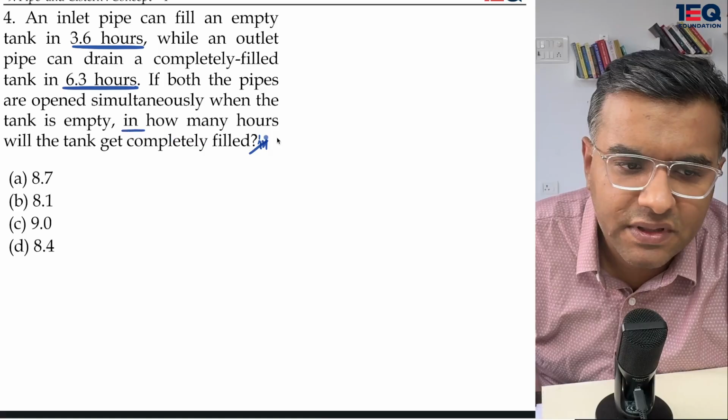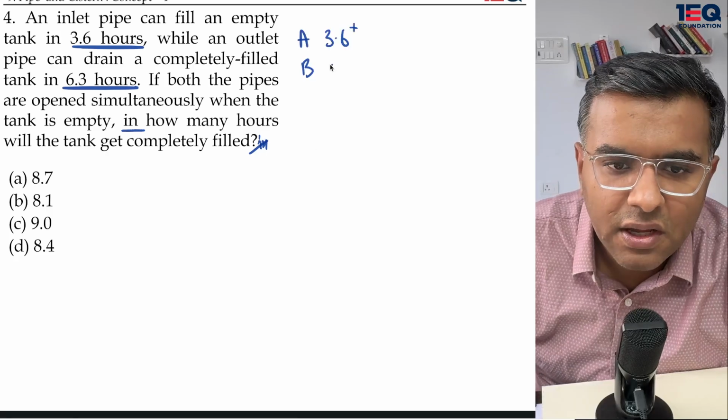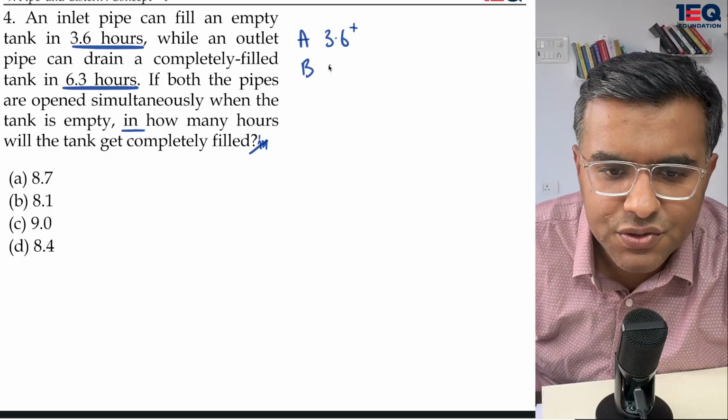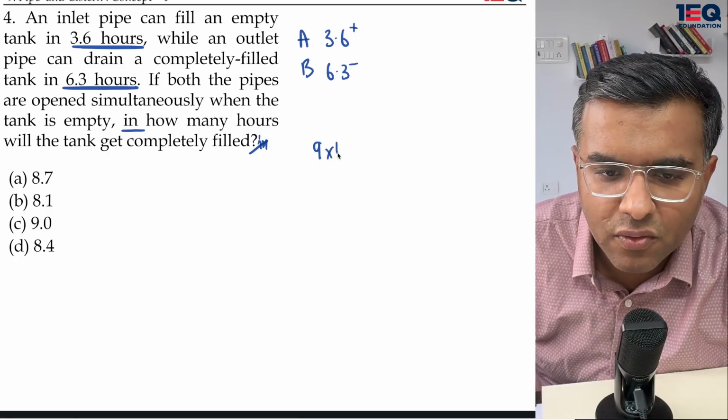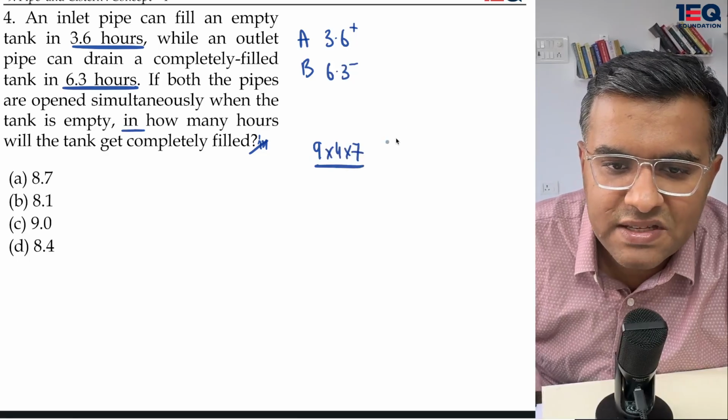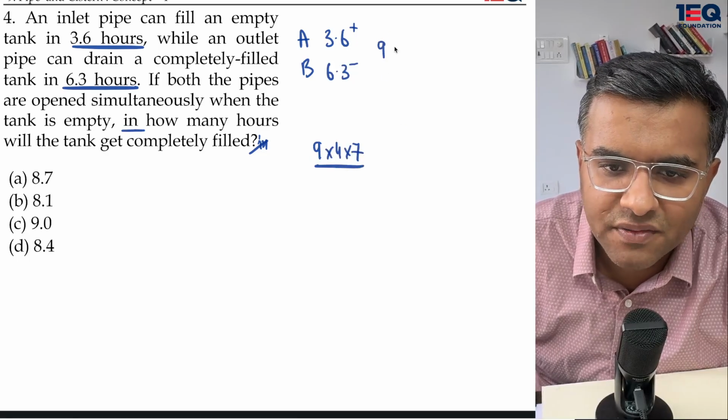Let's assume that A is the inlet and B is the outlet. 3.6 hours of positive work is being done here and 6.3 hours of negative work is being done here. 36 and 63. The only issue that will come here is 9 into 4 into 7. This is the LCM. This is the toughest part of the entire question.